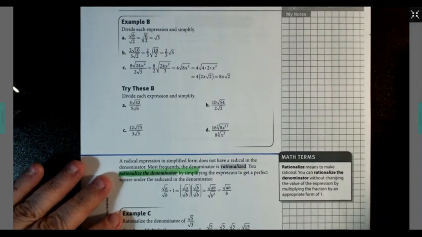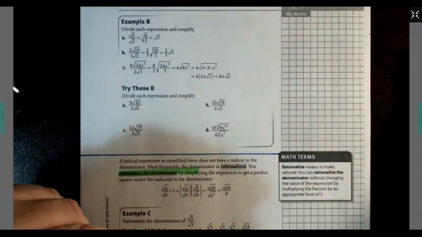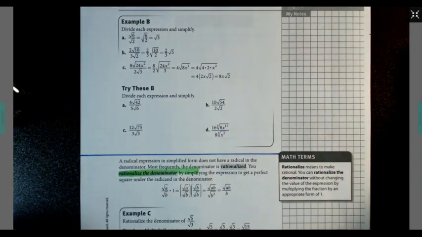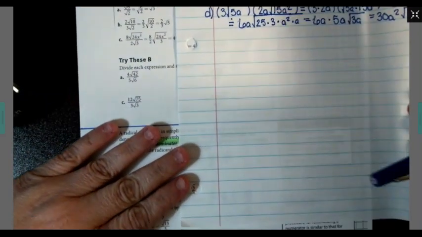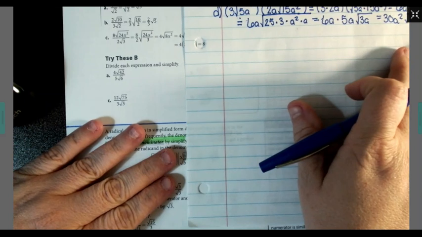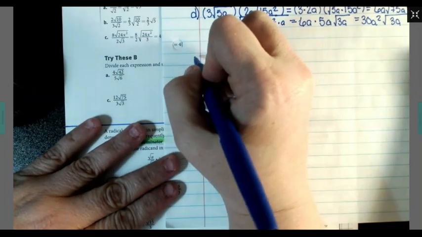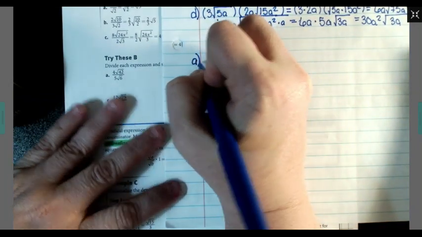They've actually worked through problem B for us. We're going to dive into the try these on our own. It says, divide each expression and simplify. So we're going to start off with A.